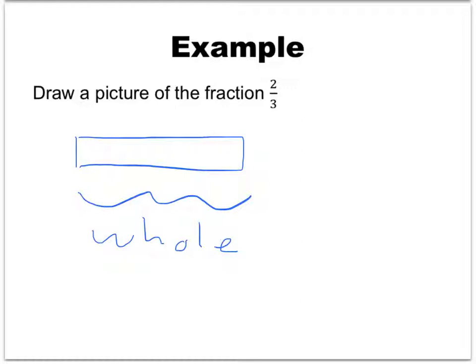Now this fraction 2/3 says we're going to divide this whole up into 3 pieces. So let's draw 2 vertical lines there to make 3 pieces. And then the numerator is 2, so that means we're going to select 2 of those pieces. So we'll just shade in 2 of those pieces there. And so there we go. That picture represents the fraction 2/3. We took our whole, divided up into 3 pieces, and we selected 2 of those pieces. That's the fraction 2/3.